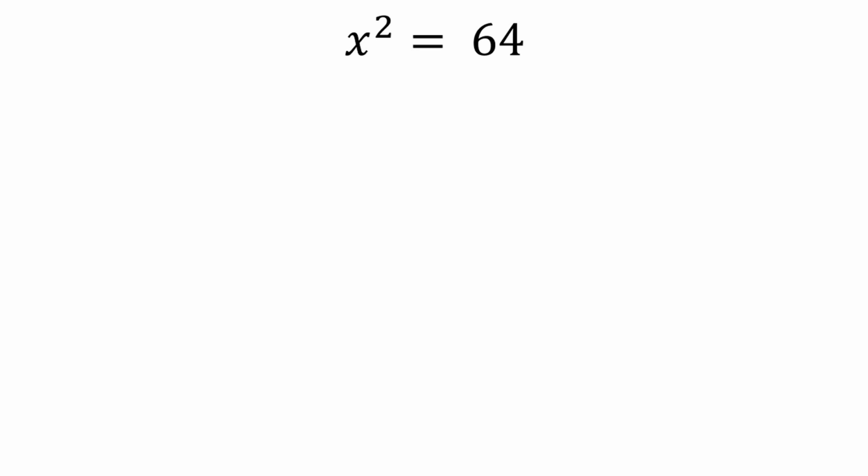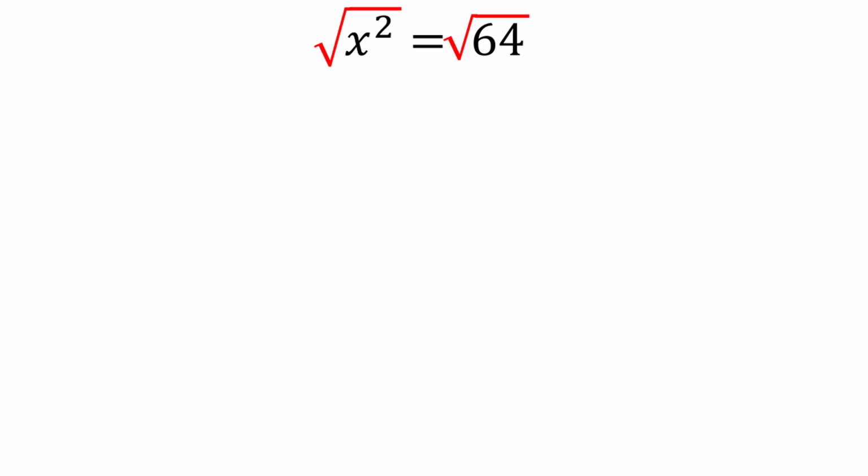Welcome, my friends! Consider the equation x squared is equal to 64. Now, you probably already know this, but the way to cancel something raised to the second power, like we have here with x, is to take the square root of both sides.